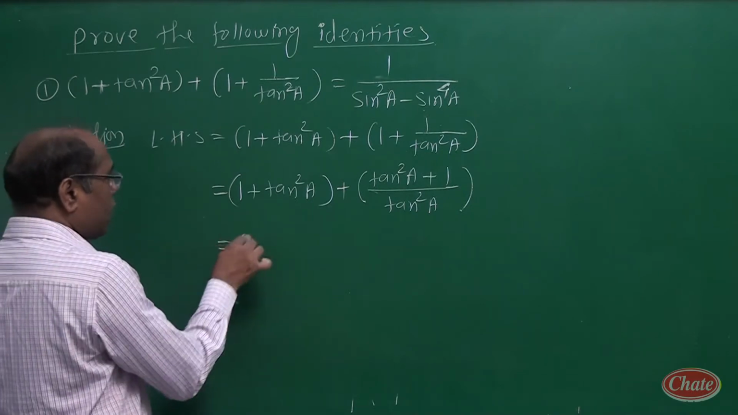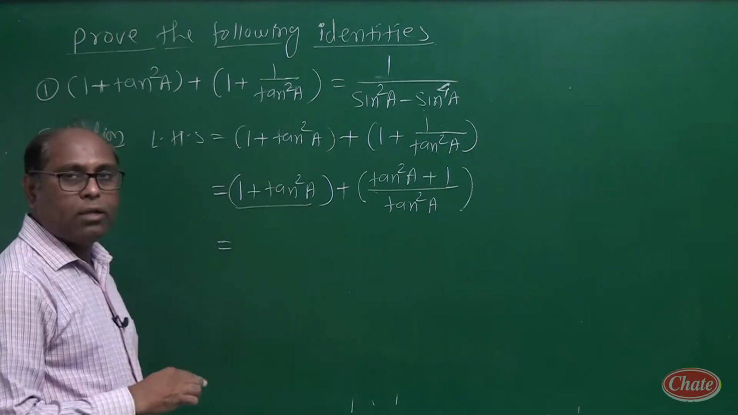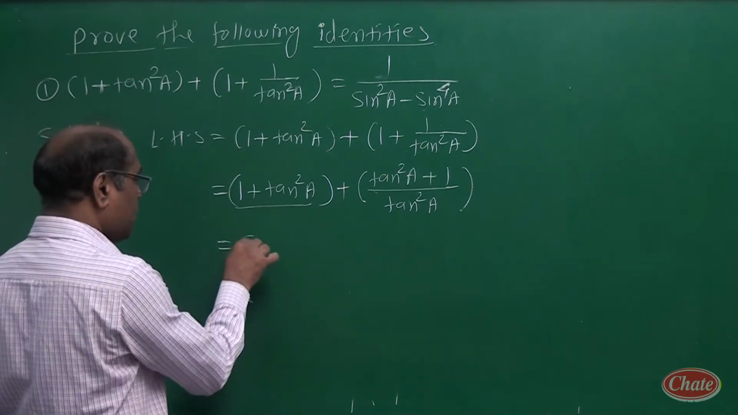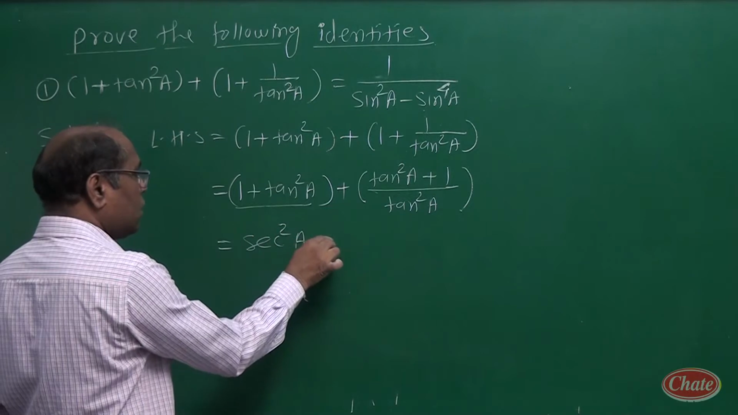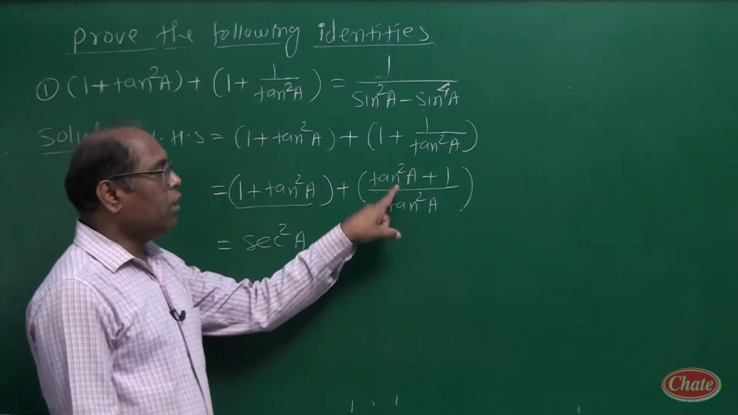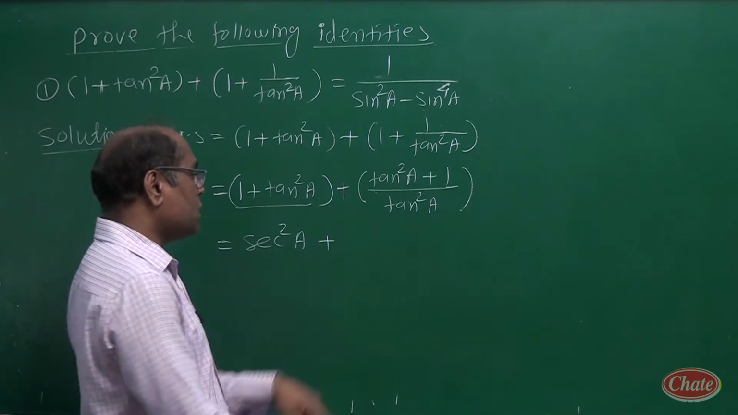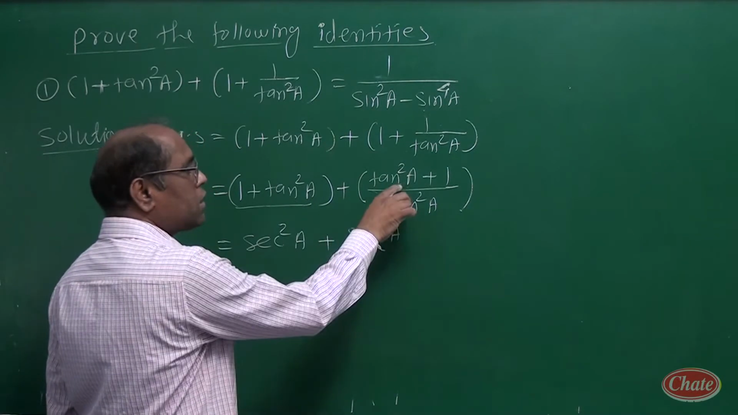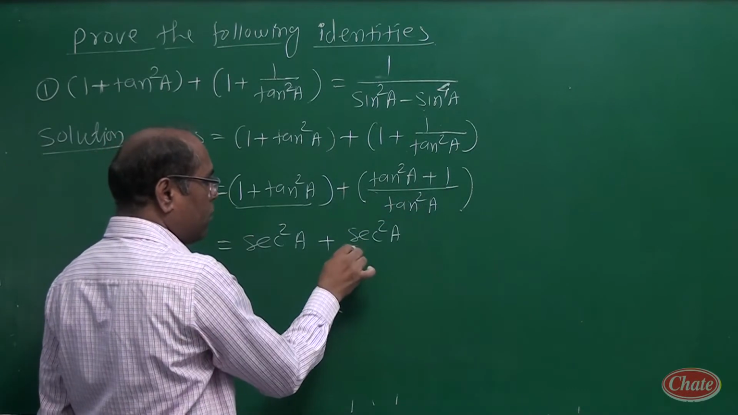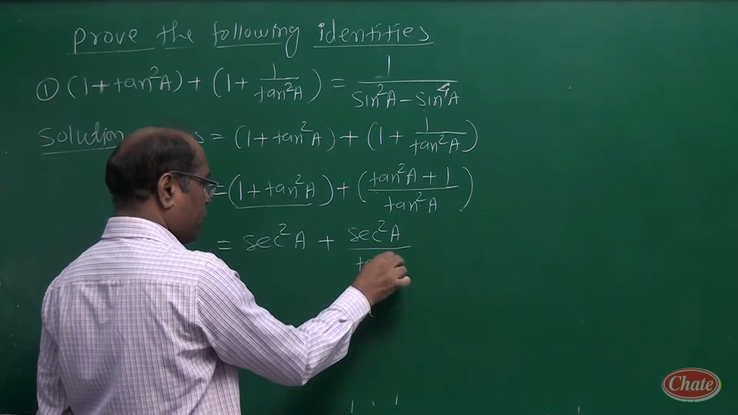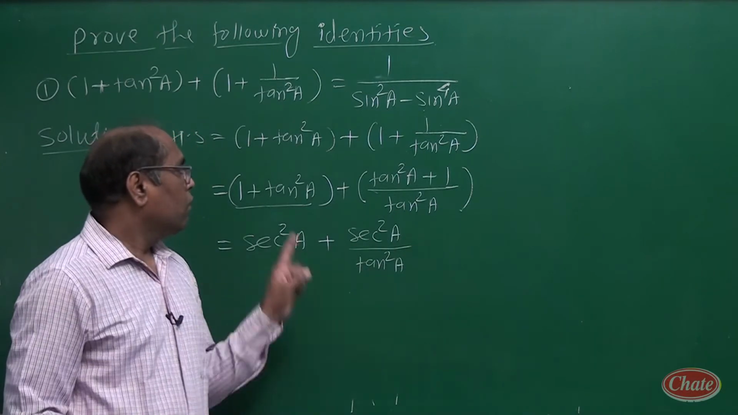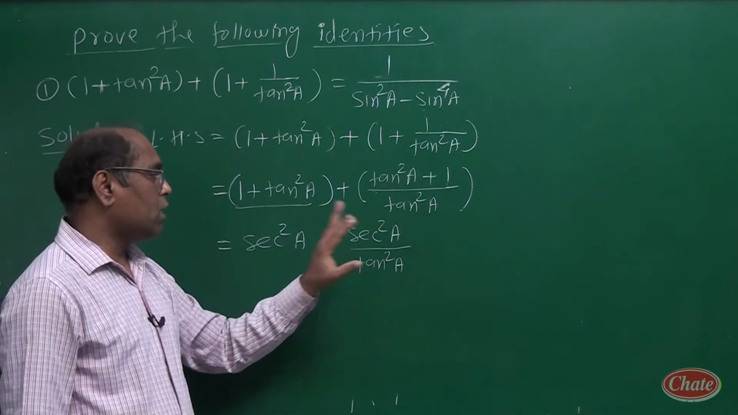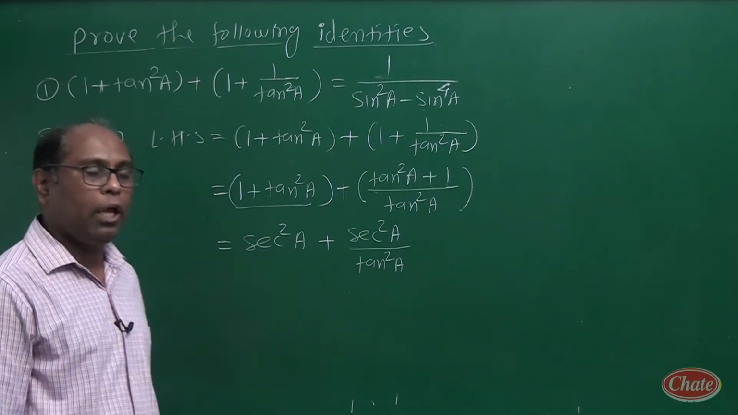Now 1 plus tan square a, it is the identity. What is 1 plus tan square a? 1 plus tan square a is equal to sec square a. It is the trigonometric identity. Again here, 1 plus tan square a is also sec square a, divided by tan square a.